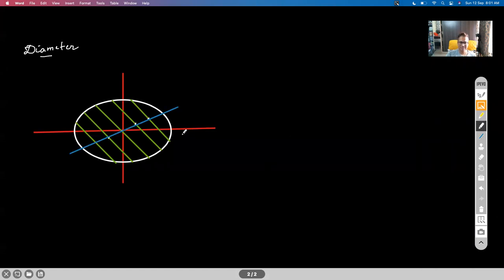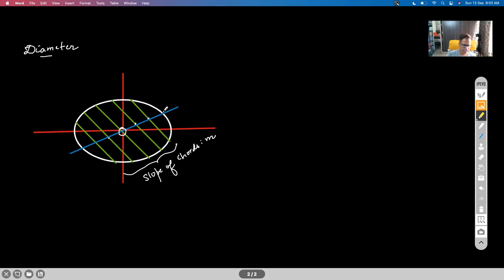Now, I have drawn the diagram in such a way that it passes through the center of the ellipse, but this is just a speculation which I am doing. Is there any robust way to show that this diameter will pass through the center of the ellipse? Let us say the slope of all these chords is m. First of all, I would like to know the equation of the diameter.